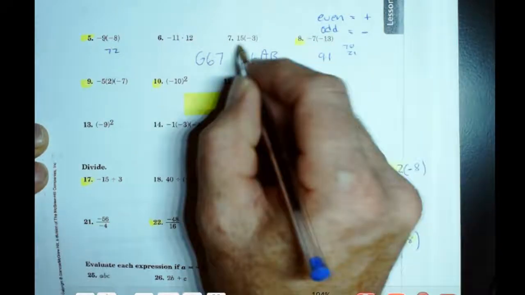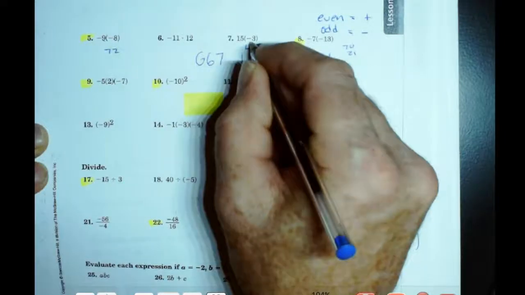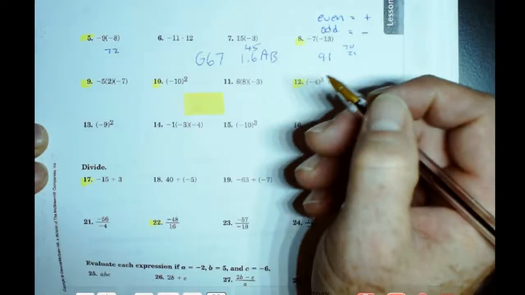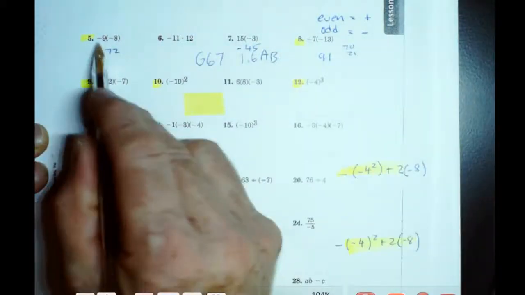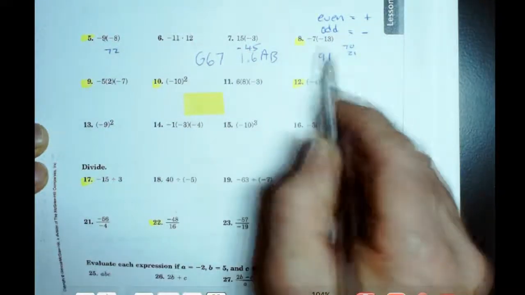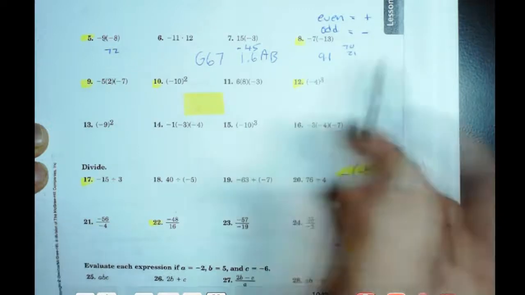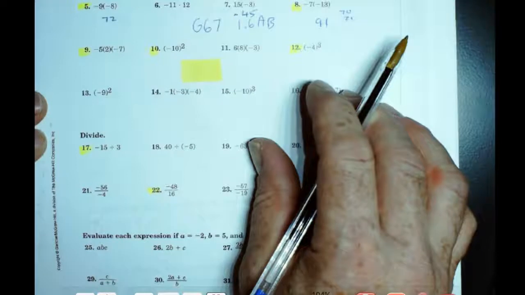Right here, I've got 15 times 3, which is 45. I've got 1 negative sign, so that's an odd number, so that's going to be a negative 45. So let me double check. Even number, positive answer. Odd number, negative answer. Even number, positive answer.